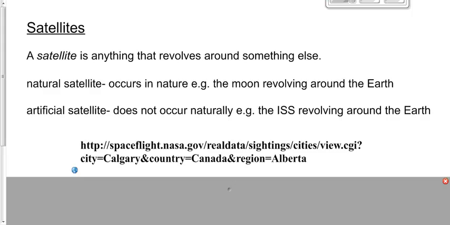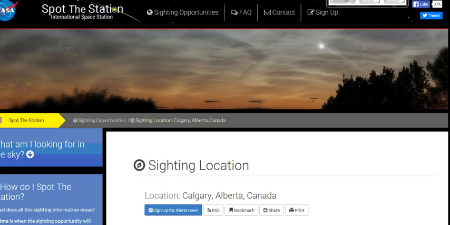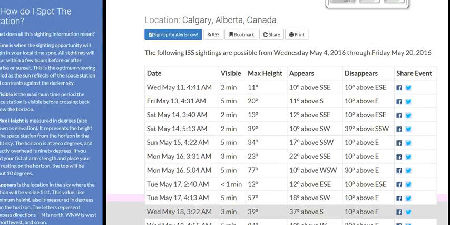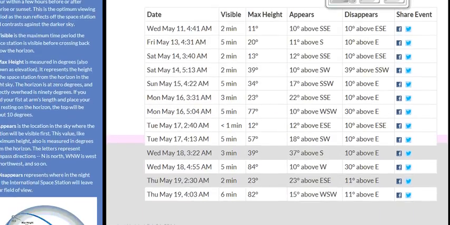You can actually click on spaceflight.nasa.gov, type in your city, and it'll tell you when to look and where to look. If we were to click on that website for Calgary, enter Calgary, we'd end up getting a page that looks like this. If we scroll down that page, we would see the next time the International Space Station is going to be above Calgary and visible above Calgary.